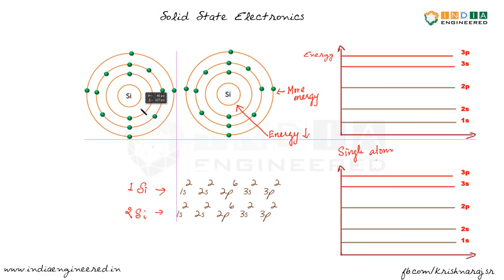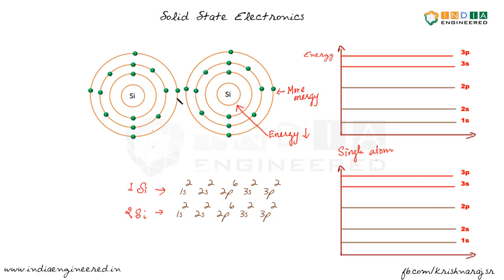As these two atoms are brought together, the outermost electrons tend to interact first. As these electrons interact, according to Pauli's exclusion principle, they cannot have the same quantum state. Initially it was okay for an electron in this 3p subshell and the one here to have identical characteristics, right? But as they interact, there should be a split in energy levels to account for their interaction. So the outermost energy levels split first.